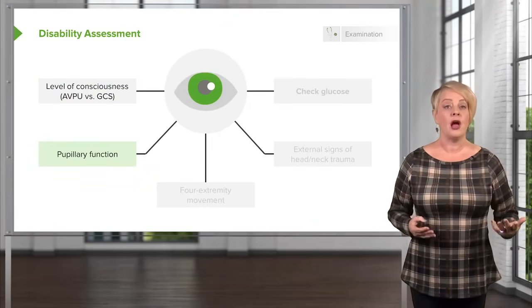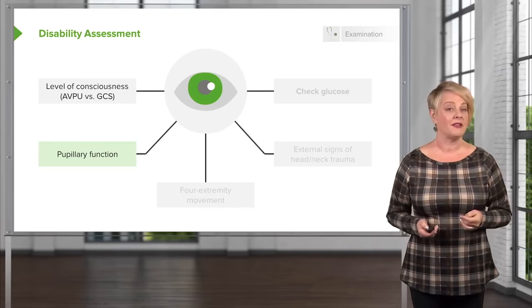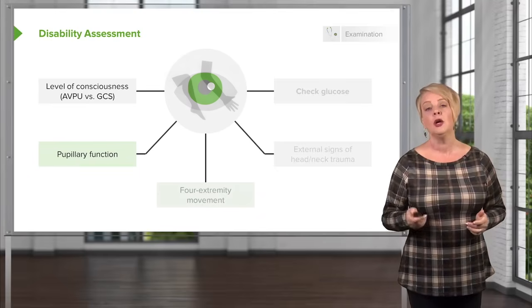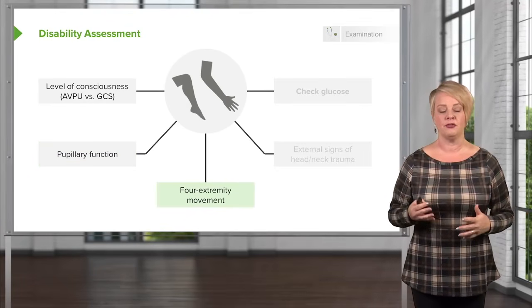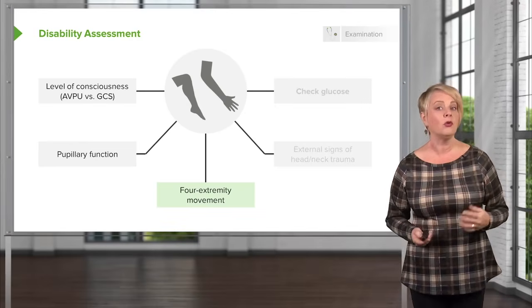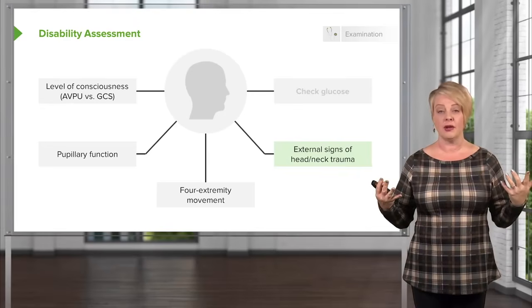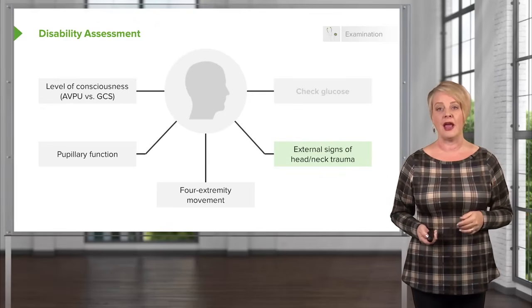While we're doing our neurologic survey, we always want to look at the pupils. Pupillary function gives us a sense of whether the patient has a focal neurologic lesion or not. We want to look for extremity movement to make sure that there's not any evidence of neurologic focality that might suggest a brain or a spinal cord injury. We want to look for external signs of head or neck trauma that might point us in the direction of a significant head or neck injury.